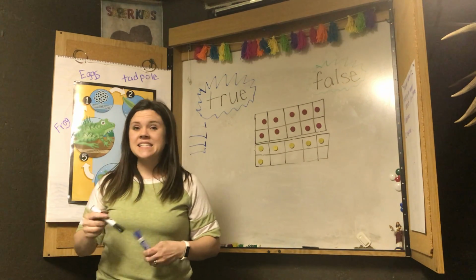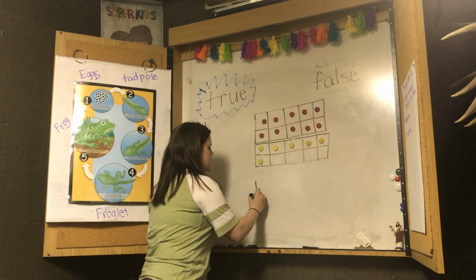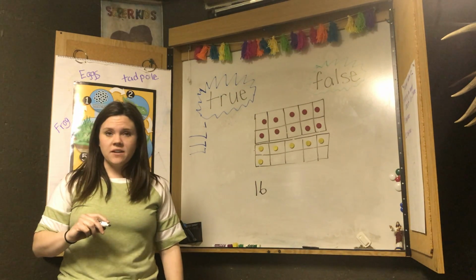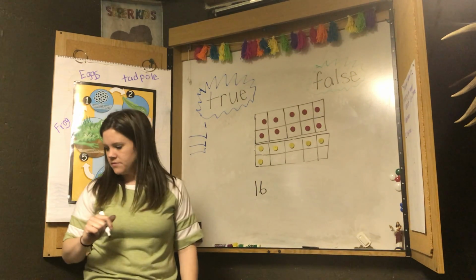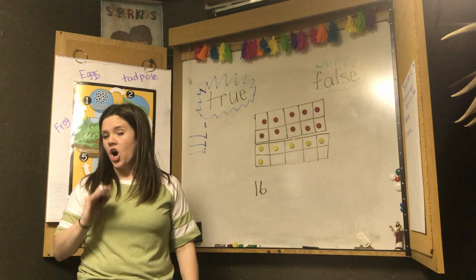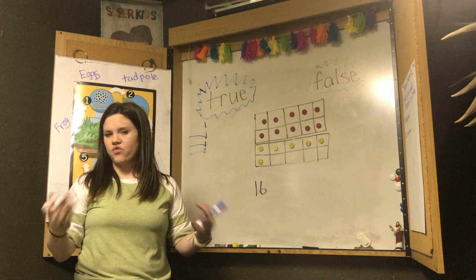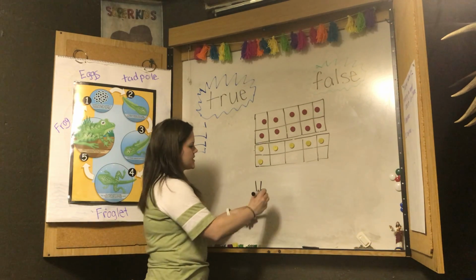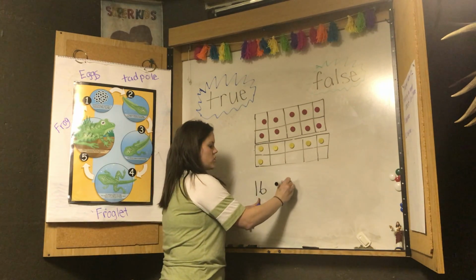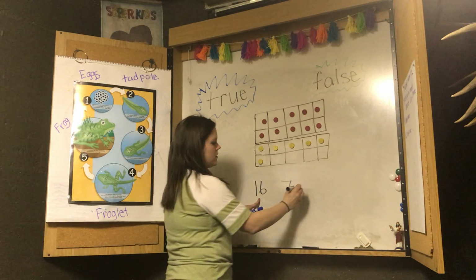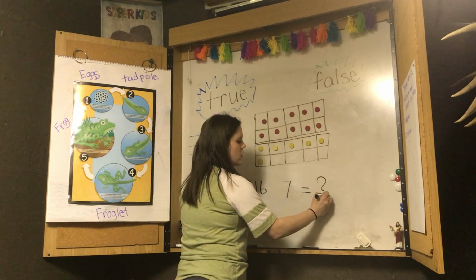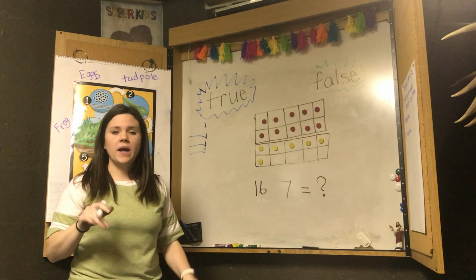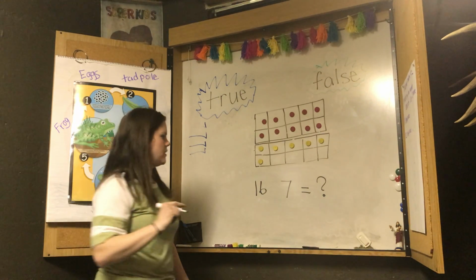Lisa has 16 flowers. I think 16 is going to be important. I'm going to write it down. She has 7 pink flowers. The rest are yellow. Write a true equation and solve. So she starts with 16. She has 7 that are pink. How many are yellow? Write a true equation and solve.